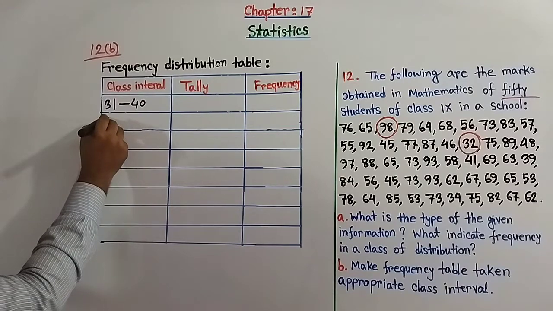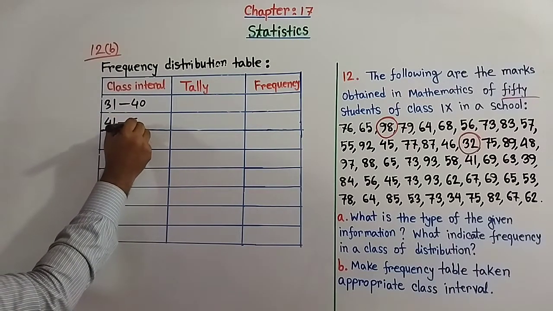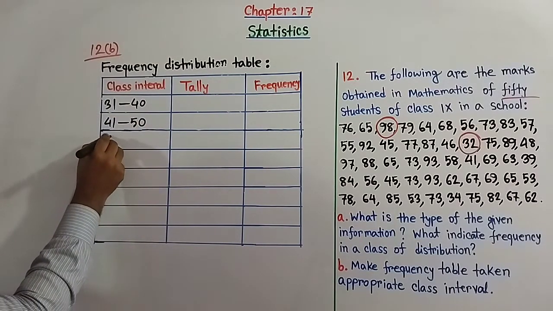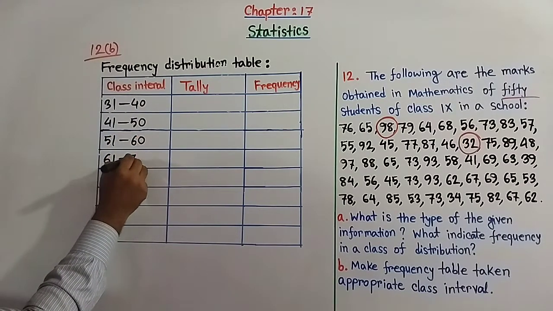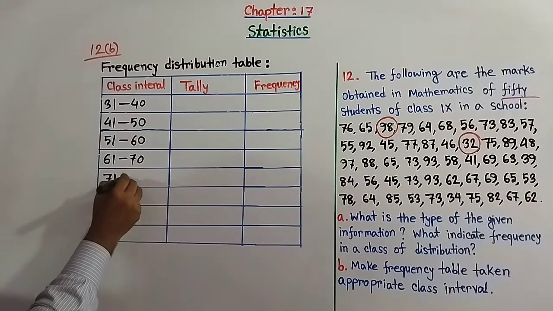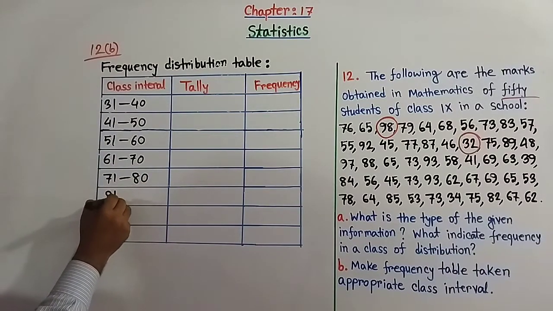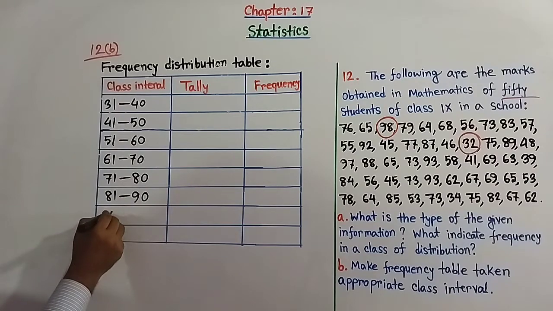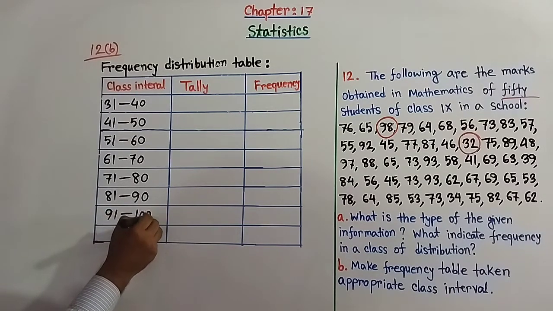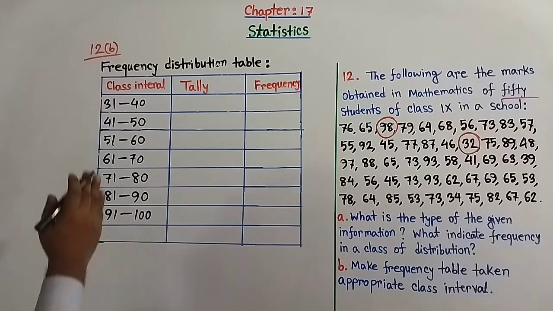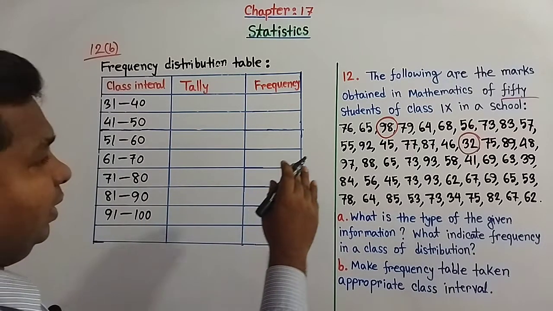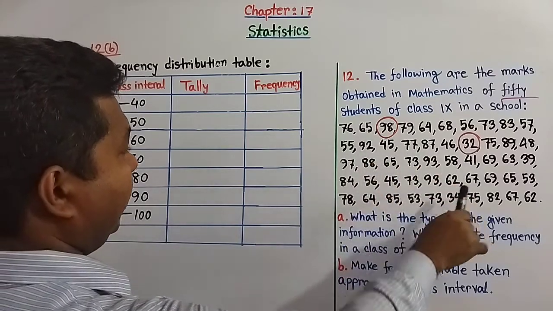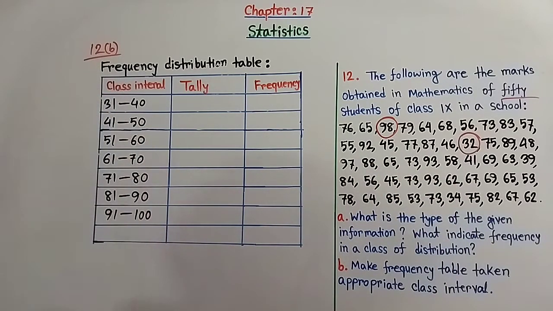Then the second class 41 to 50. Then the third class 51 to 60, then 61 to 70, 71 to 80, 81 to 90 and 91 to 100. Now we put the tally sign. For the given data, for every value we put a tally sign in the respective class.